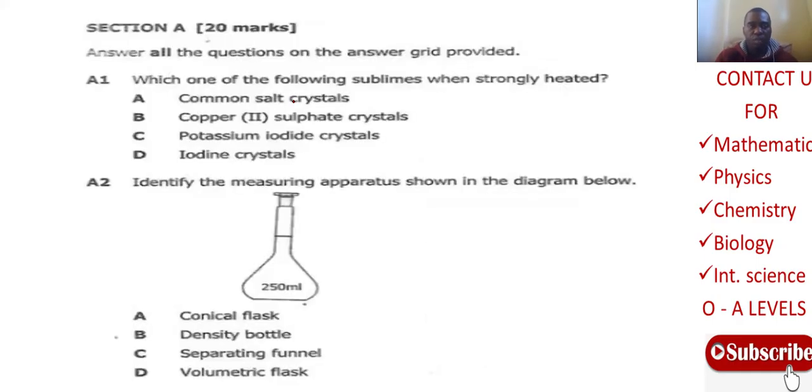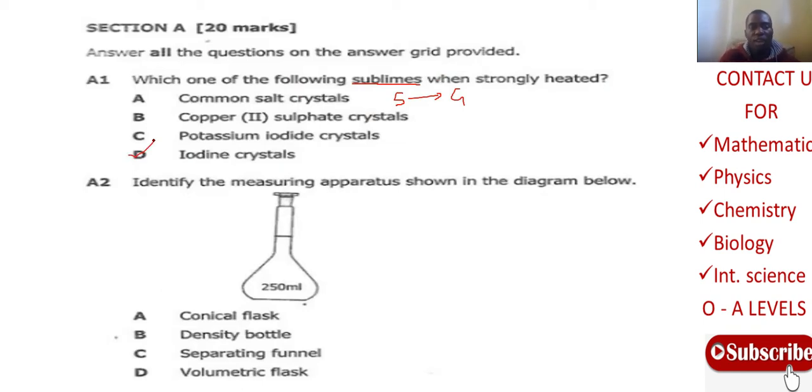All right. So question 1 reads, which one of the following sublimes when strongly heated? Now, the keyword in this question was sublimes. To sublime is to change state directly from solid to gas. Sublimation is the direct change of state from a solid to a gas without passing through the liquid phase, and this only happens when it is strongly heated. Examples of substances include iodine crystals. So the correct answer for number 1 was iodine crystals.